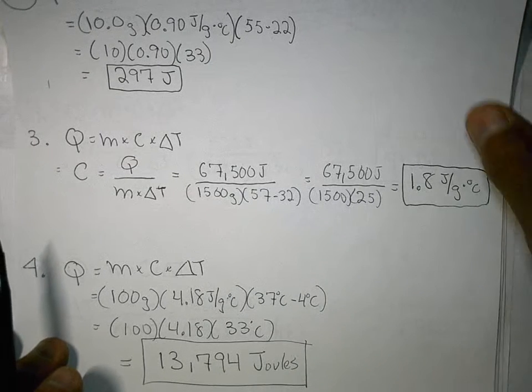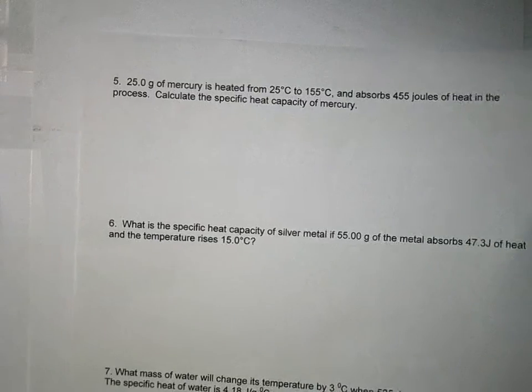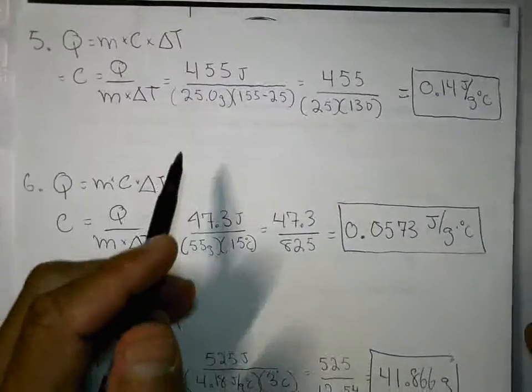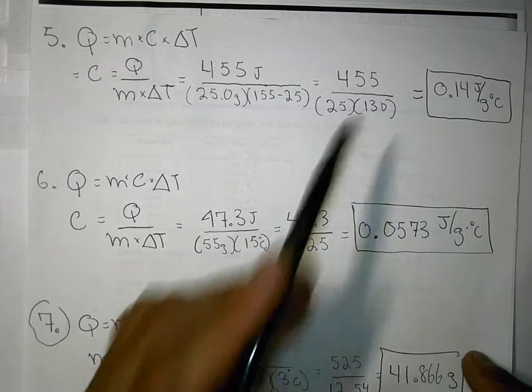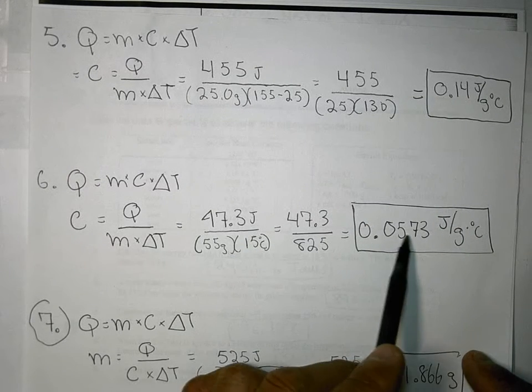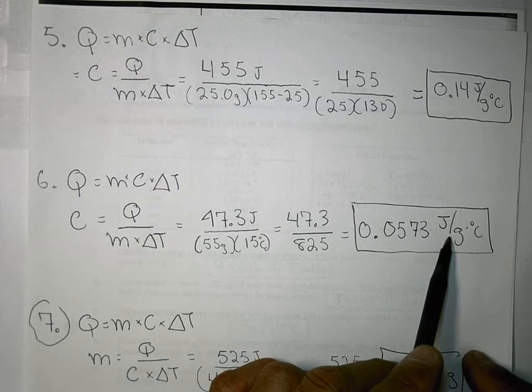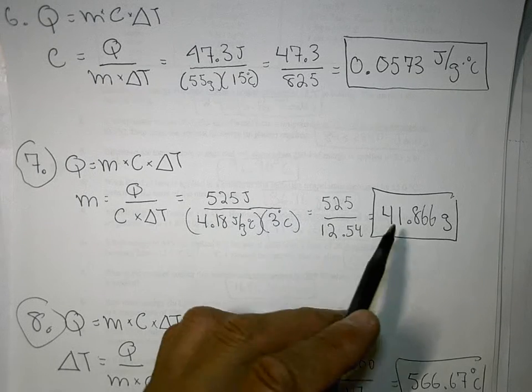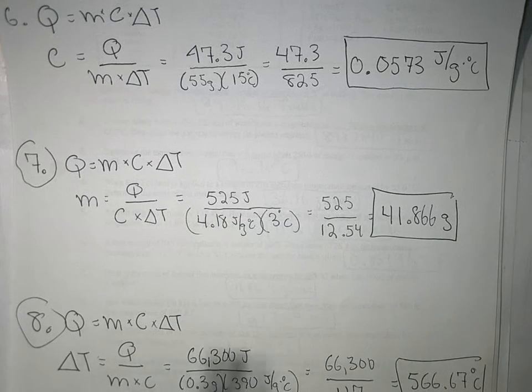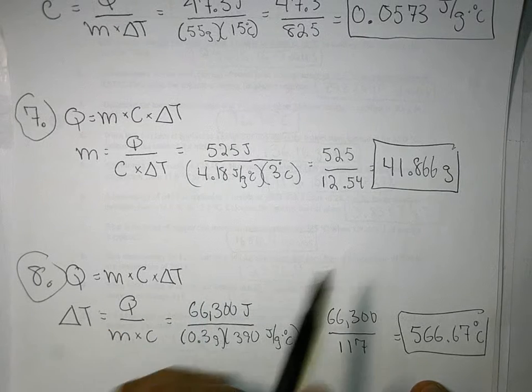Okay, let's go over the other ones. Number 5. Okay, so that's 5, 6, 7, 8 on this page. Here are the answers. So number 5 is 0.14. Okay, number 6, 0.0573 joules over grams times degrees Celsius. Okay, number 7, you have 41.866. And number 8, 566.67 degrees Celsius.